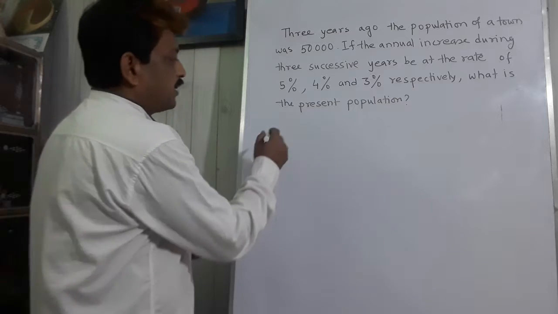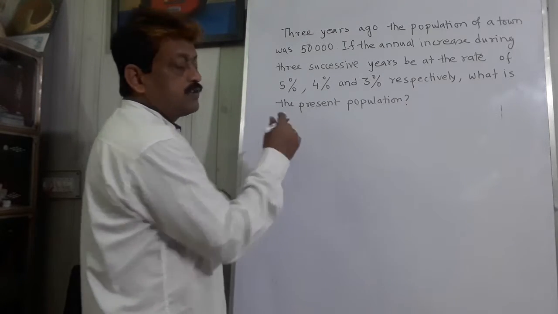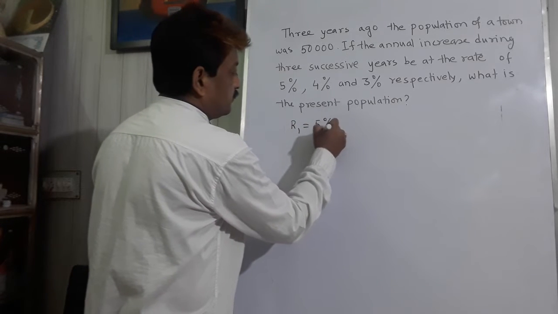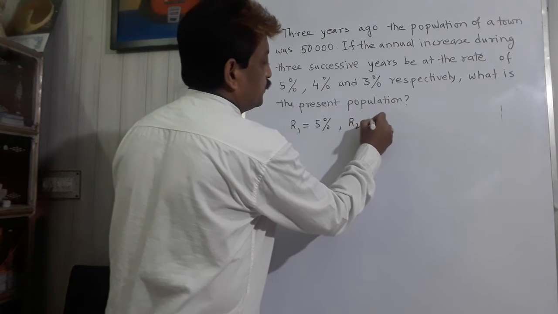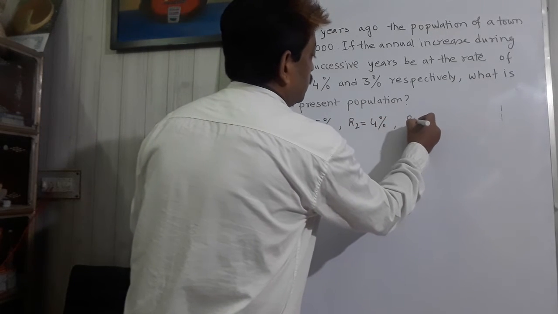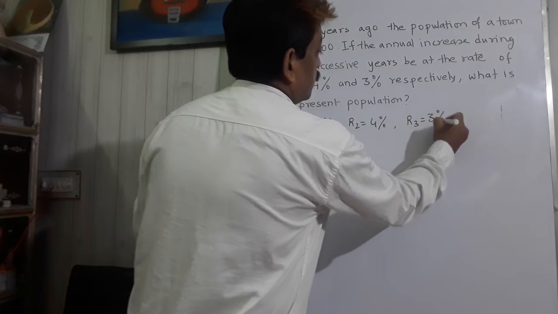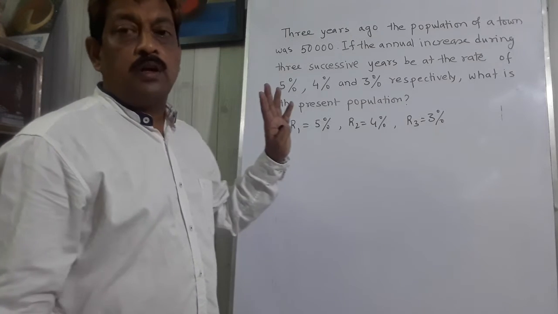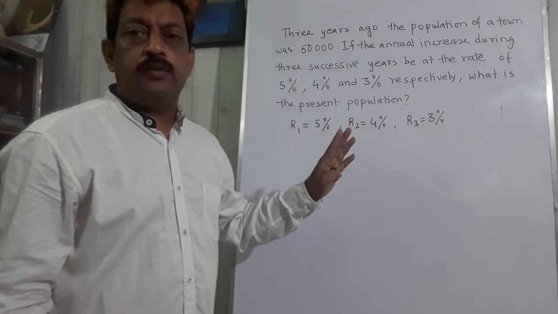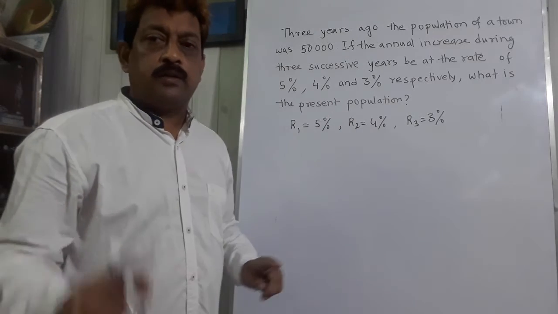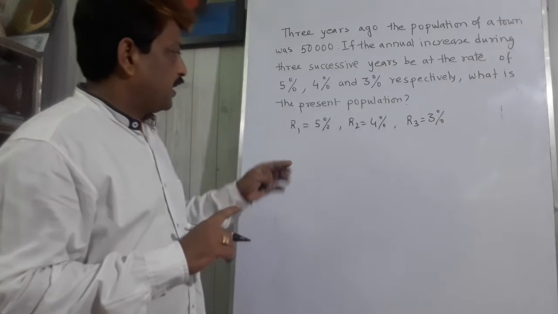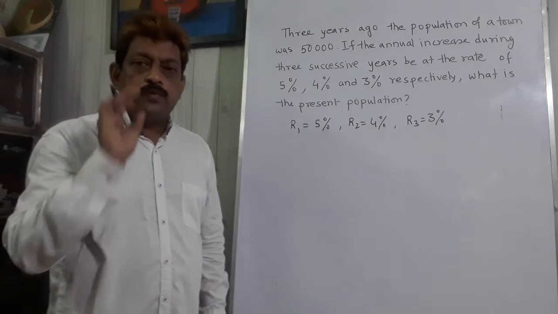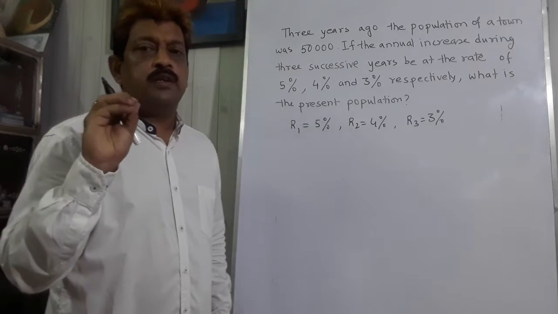Okay, so let us write down the rate of growth as R1, R2 and R3. So R1 is equal to 5%, R2 equals 4% and R3 equals 3%. Now it is quite clear from the sum that we cannot do it in one step using the formula A equals P into (1 plus R by 100) to the power n. In one step we cannot use that formula because R is not the same, R is different. Then how to do it? So there is a small modification in the formula.